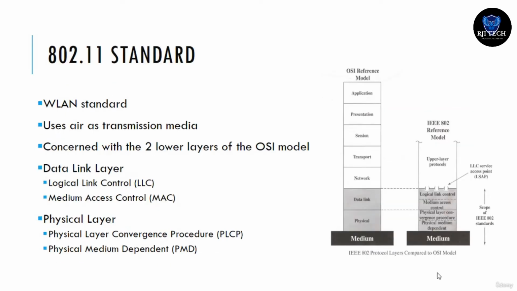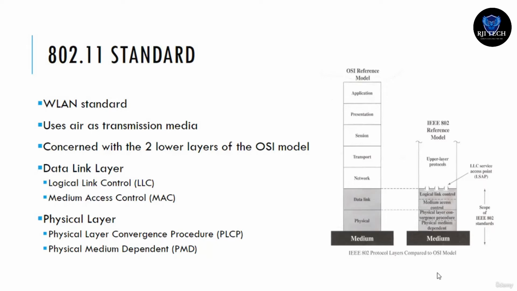The 802.11 standard is the wireless LAN standard. It uses air as the transmission media, such as the rest of the wireless standards. It is concerned with the two lower layers of the OSI model, the physical and the data link layers. In the data link layer, it divides the data link layer into two sublayers. One of them is the logical link control layer, and the other is the medium access control layer.